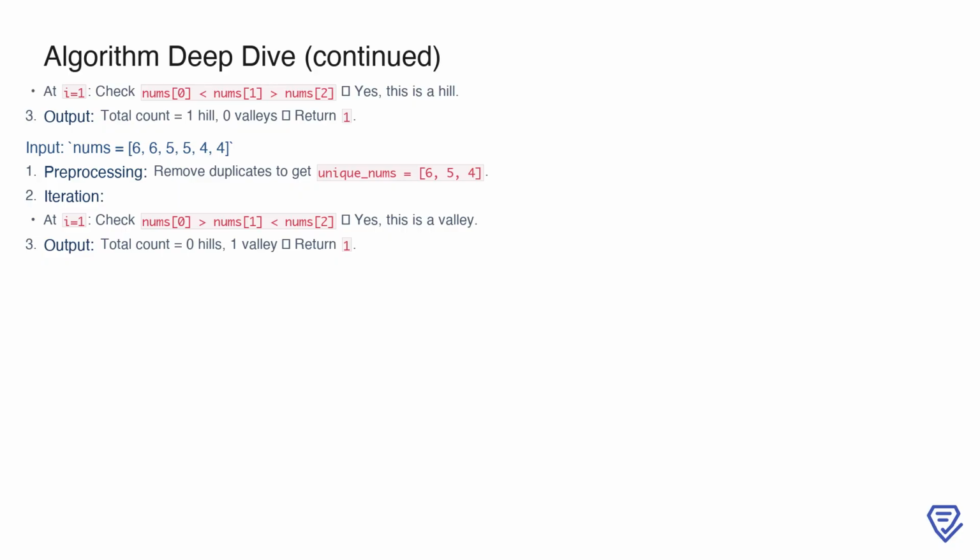This step-by-step process ensures we correctly identify and count hills and valleys in any valid input array, while handling edge cases and optimizing for efficiency. By following the outlined algorithm, we achieve an accurate and efficient solution to the problem.